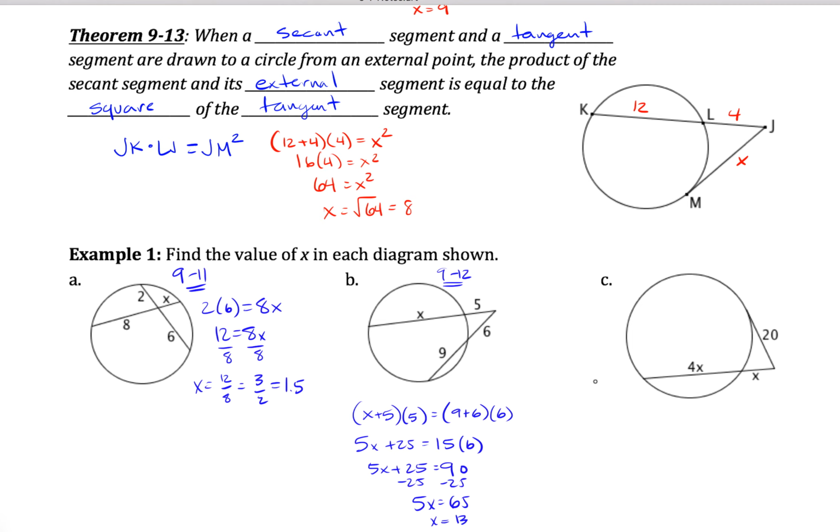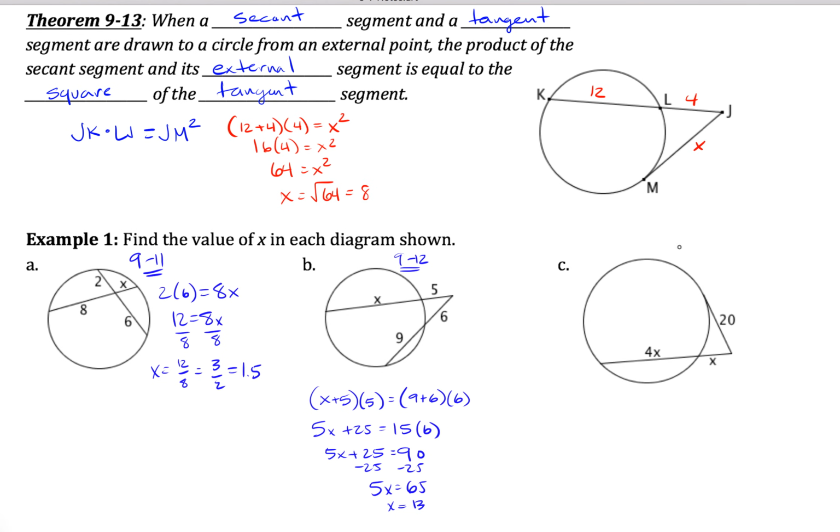And then finally in letter C, we are going to be using theorem 9-13 because you can see we have a secant segment and a tangent segment. So my equation is going to take the entire secant segment's length, and that secant segment has a length of 4x plus x, right? The 4x part plus the x part, and that gets multiplied by the external part, which is x. And that gets set equal to the tangent squared.